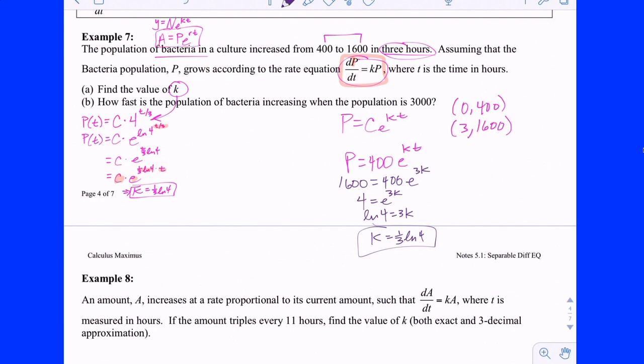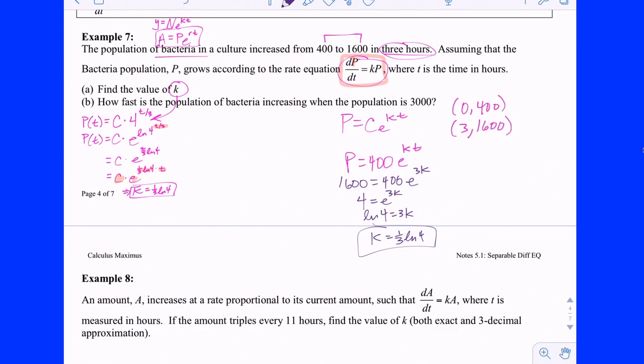Notice we don't really know what the initial population was. When I found it using the sect equation, I arbitrarily called 400 associated with 0 because it didn't matter, I was after k. Notice on part B, we don't need to know what the initial population is either. It just says how fast is the population increasing when the population is 3,000. How are we going to answer that?